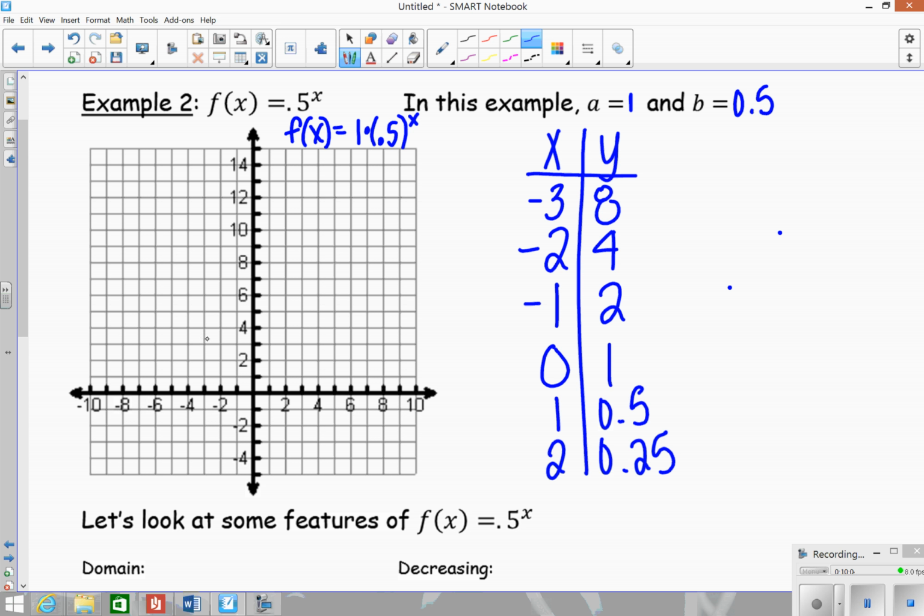So go ahead and plot these. So we have negative 3, 8, negative 2, 4, negative 1, 2, 0, 1. Again, remember there's that y-intercept because a was equal to 1, then 1, 0.5, and then 2, 0.25, and then those numbers just got closer and closer to 0. So make your graph as curved as possible, and remember it shouldn't be crossing this x-axis, but it should get really, really close to it. So you kind of want to make it look like it's getting closer to it, but not actually crossing it. And then you can label your axes, label your graph.